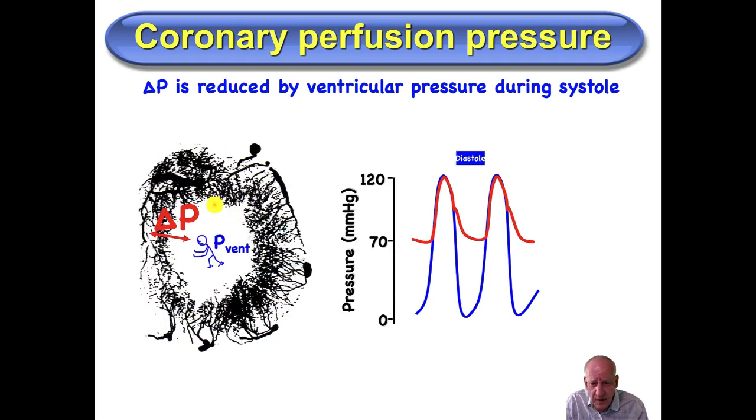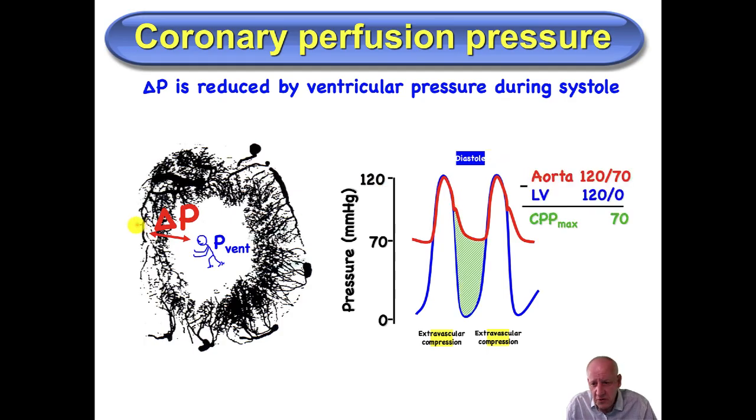So why is coronary blood flow phasic? To illustrate that, let's consider the so-called coronary perfusion pressure. The coronary perfusion pressure is this delta P here, the difference between the pressure in the aorta and in the left ventricle. Aortic pressure varies between 120 and 70, and left ventricular pressure varies between 120 and 0, as shown here. So this pressure gradient, shaded in green, is the driving force for blood flow to the endocardium, and it is near 0 in systole and maximal in diastole.